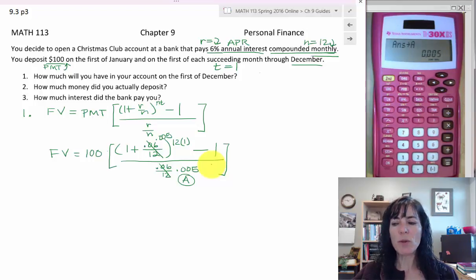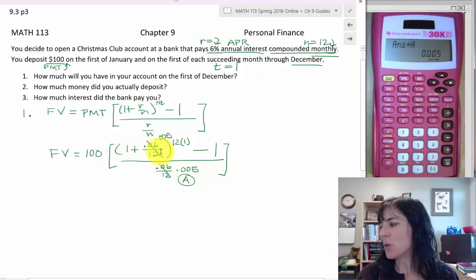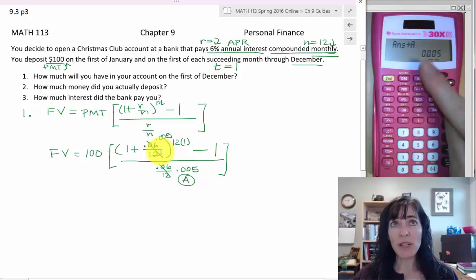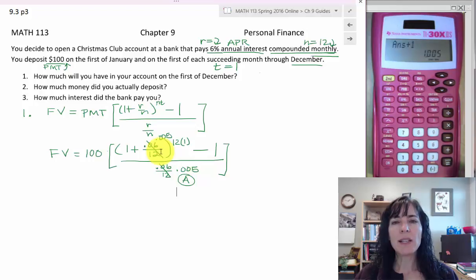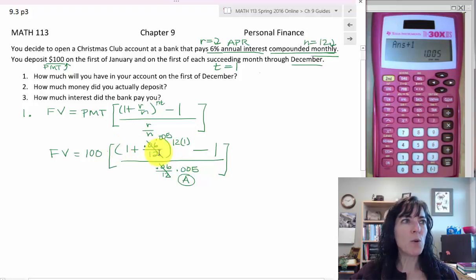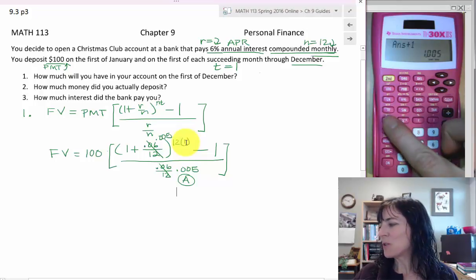So back to our formula, we have this 0.005. We want to add 1 to it. So it's sitting on my display right now, the 0.005. So all I have to do is say plus 1, and it gives me 1.005. That gives me this whole part in the parentheses here. I have to raise it to this 12 times 1, which I already know is 12. So I can just do to the 12th.